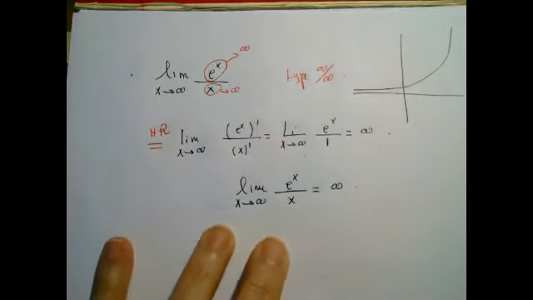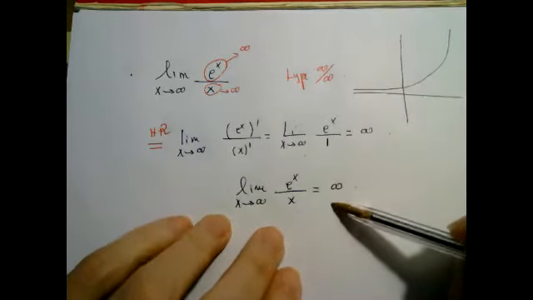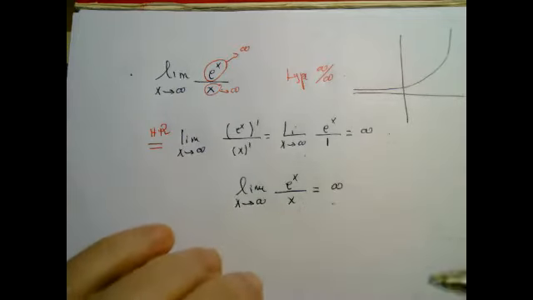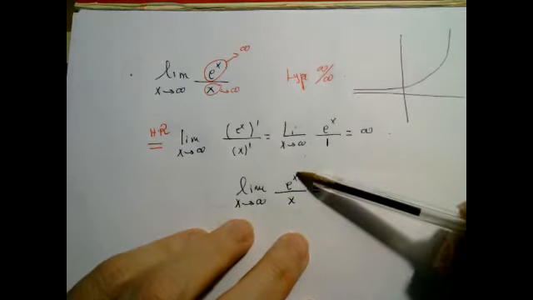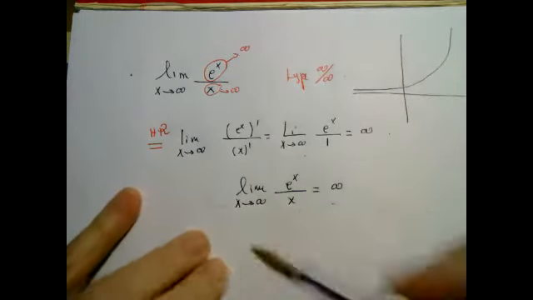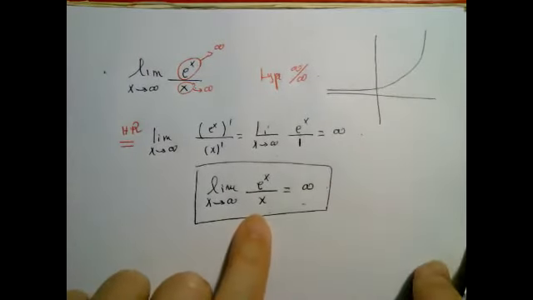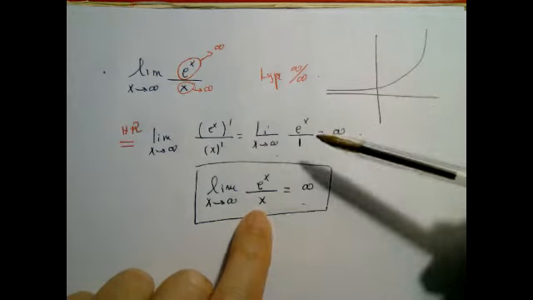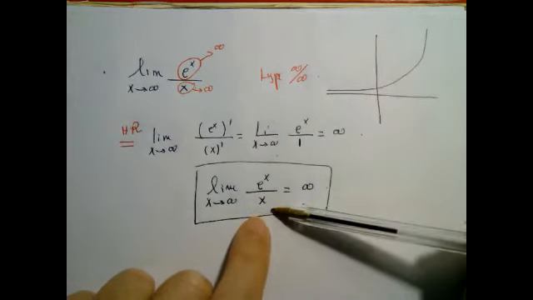All right, now let me ask you one question here. If when I take this ratio, I get infinity, it means which one goes to infinity faster? It means when x is large, which one is way larger? E to the x or x? If I compute the ratio and I get infinity, it means which one is larger? It means if I take a large x, which one should take larger value? E to the x or x? What do you think?